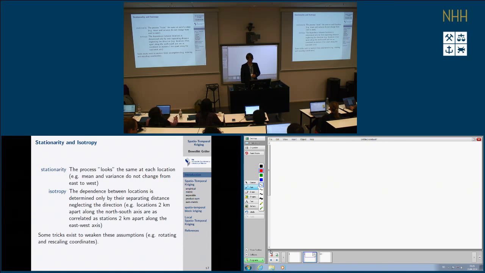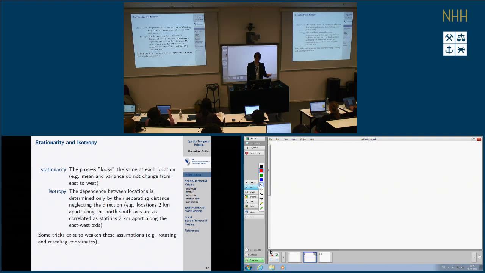And a second thing we typically assume is isotropy. That means if we look at pairs of locations, it doesn't matter in which direction we look, it's just the distance between these locations. So it doesn't matter if the locations are north-south to each other or east-west. If they're 10 kilometers apart, the correlation between these two locations is the same.